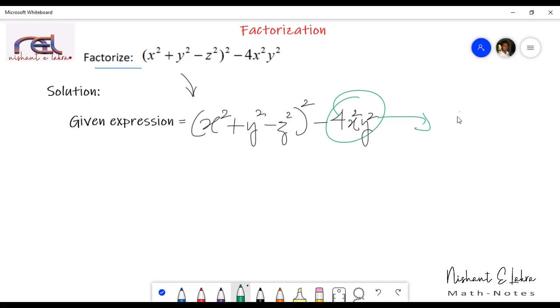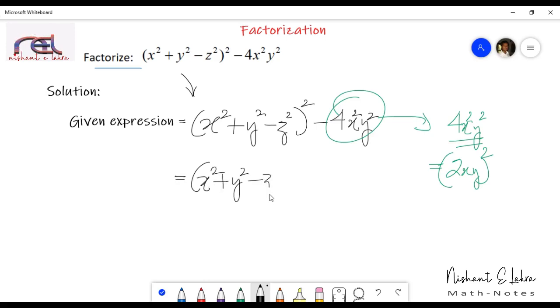Let us simplify. Let me explain how we can simplify 4x square y square. Now 2 square is 4, right? So 2xy whole square will give us 4x square y square. So let us write it down: x square plus y square minus z square whole square minus 2xy whole square.